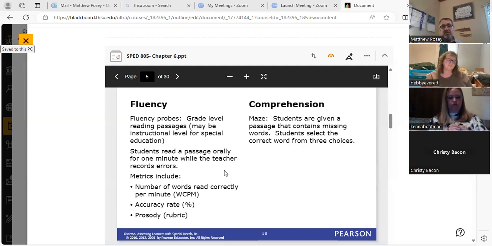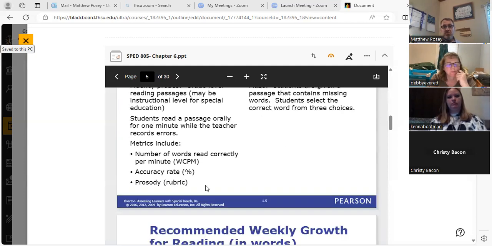Okay, and so we look at fluency probes, grade level passages. Here basically your students are reading a passage for 1 minute while the teacher records errors on there. It's very common, very easy to do. So your metrics for that are your number of words read correctly per minute. You get an accuracy rate, which is a percentage. Okay, and you could even use a rubric on that.